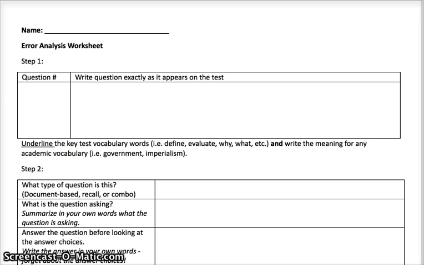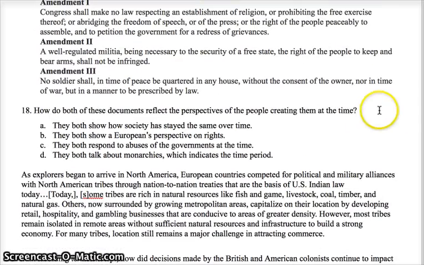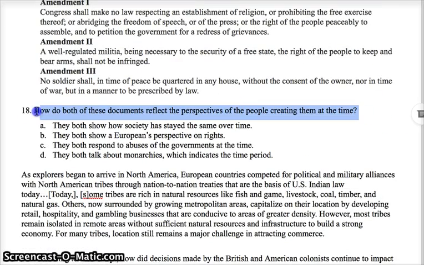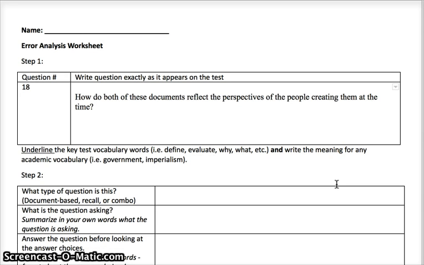Please make sure that you are following along with my process even if you happen to have gotten question 18 correct. So our step 1 is to write the question number. We're focusing on question 18. So please write question 18 in your box now. Then you're going to look at your assessment and copy down the question exactly as it's written on your assessment. So while I'm copying and pasting, go ahead and write in question number 18. How do both of these documents reflect the perspectives of the people creating them at the time?